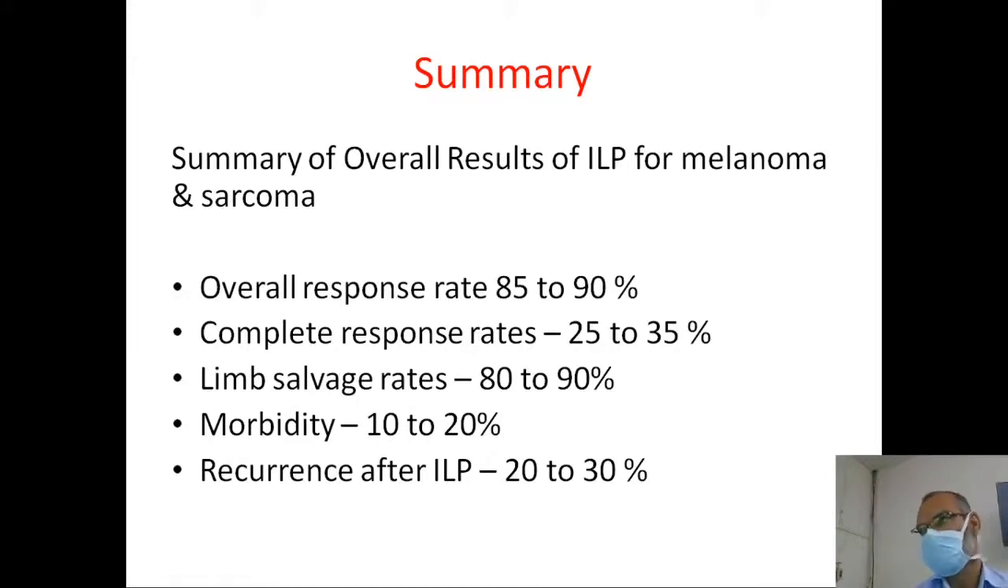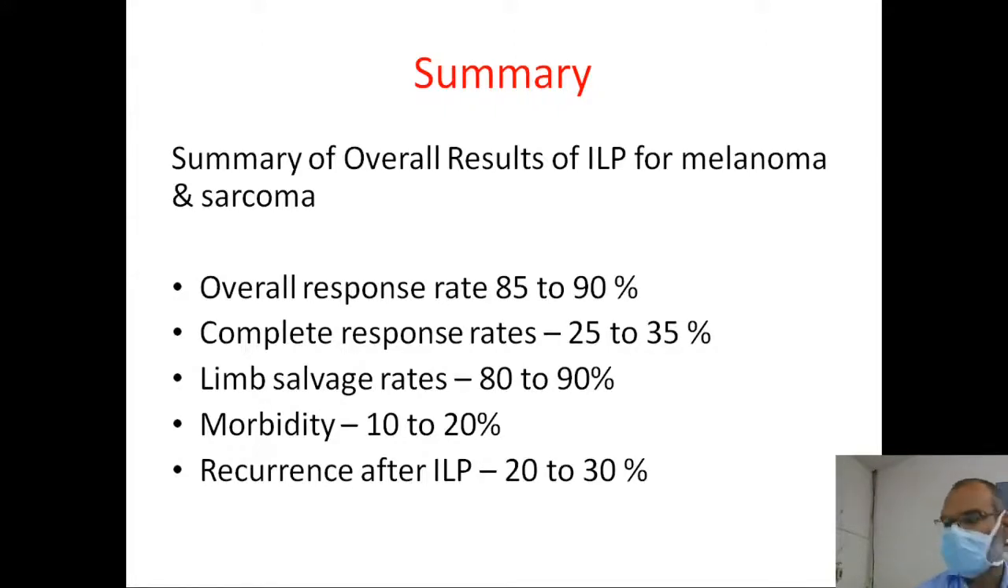But again, it all depends on how frequently the center does this and how experienced the team is, and still 10 to 20% of the patients will end up with some sort of morbidity. Again, recurrence after isolated limb perfusion will happen in 20 to 30%. This I am talking about combined local as well as systemic.